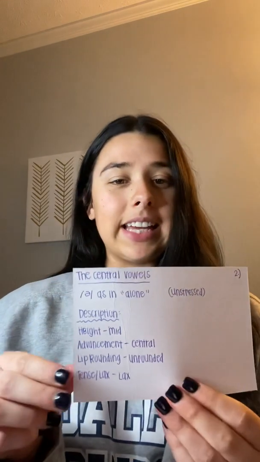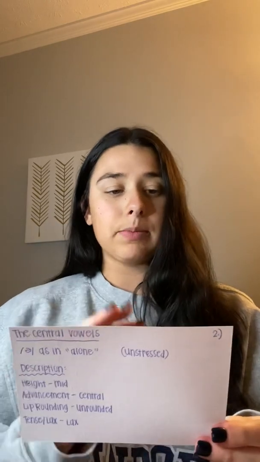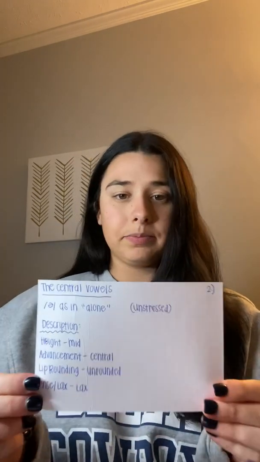Next, I have each of the central vowels. I wrote a card for each vowel. The first one would be the schwa, as in alone, and I wrote that it is unstressed. I put the description on the bottom: the height is mid, the advancement is central, the lips are unrounded, and it is lax. And then I wrote on the back some sample words: astound, roasted, mountain.